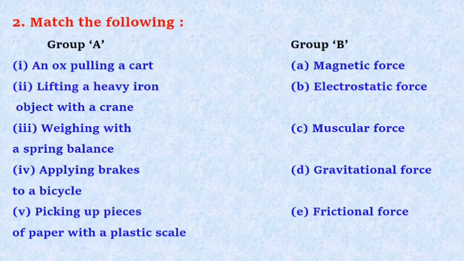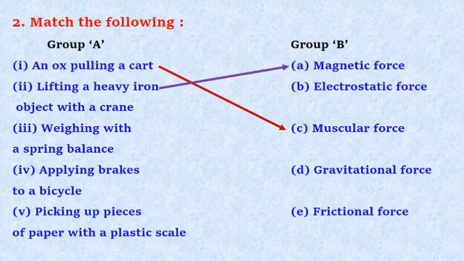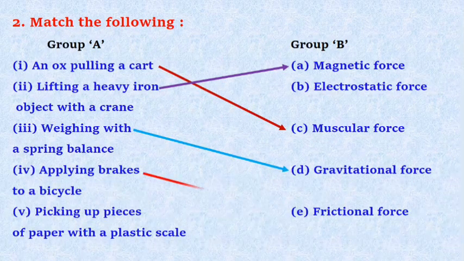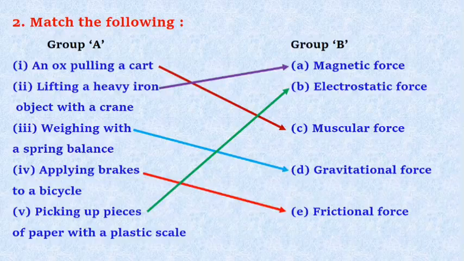Question number 2. Match the following Group A and Group B. First, an ox pulling a cart. Answer is muscular force. Second, lifting a heavy iron object with a crane. Answer is magnetic force. Third, weighing with a spring balance. Answer is gravitational force. 4. Applying brakes to a bicycle. Answer is frictional force. Fifth, picking up pieces of paper with a plastic scale. Answer is electrostatic force.